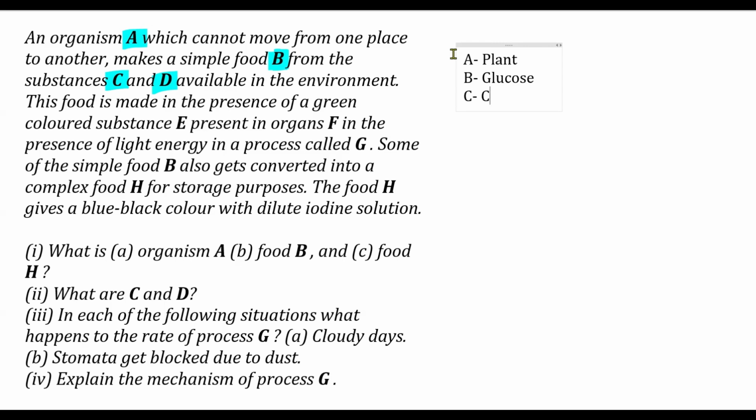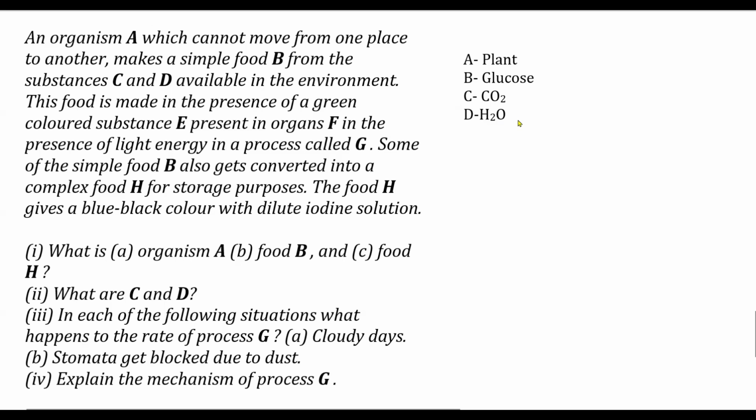C is carbon dioxide. Well, when we talk about the order, it could be opposite also. Let's say I write carbon dioxide first, and D is going to be water, H2O. It could be opposite, C and D, because they haven't told the order. We don't know which one is carbon dioxide. They can be swapped also. As we read the question, we'll get to know.